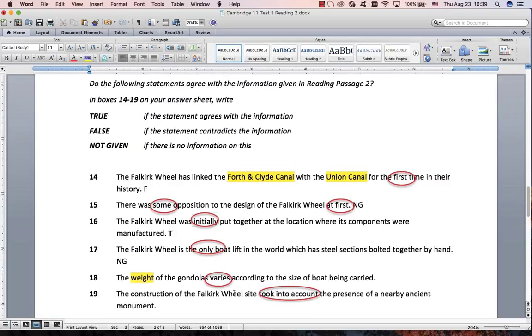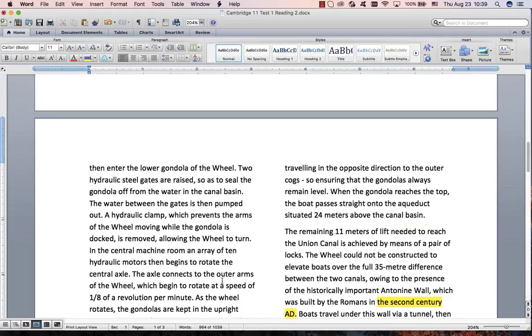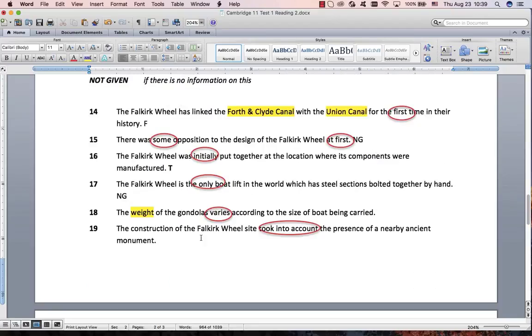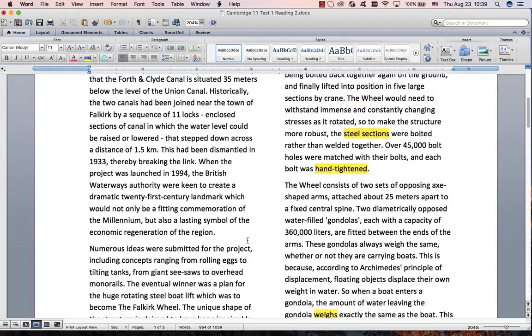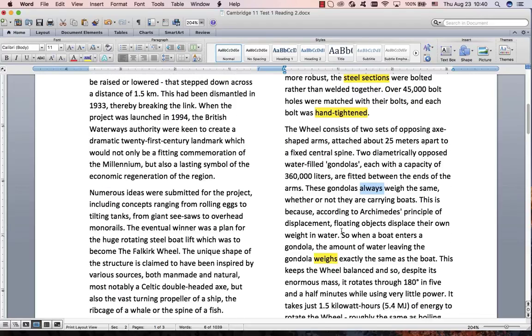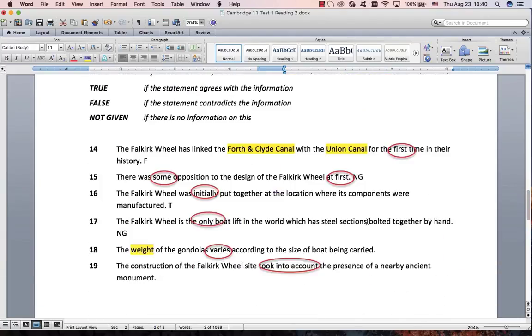Does it vary according to the size or does it not vary? The weight. Vary means to be different, to change. The weight. When the boat enters the gondola, the weight of the gondolas varies. Sorry, it wasn't this one, it was actually over here. These gondolas always weigh the same, so they're testing this adverb. Does not vary, always the same. Vary versus the same, so therefore that must be false. Vary and the same are different.